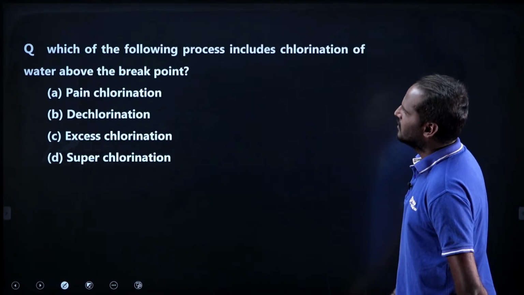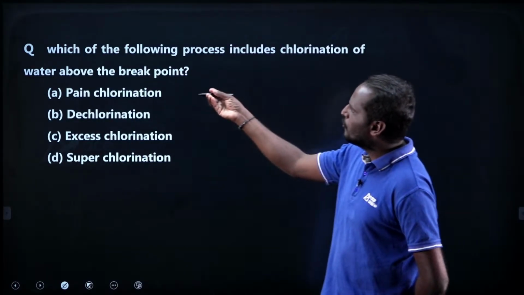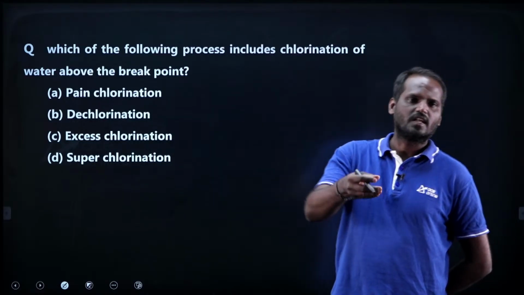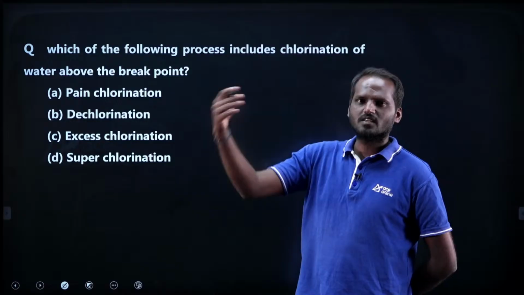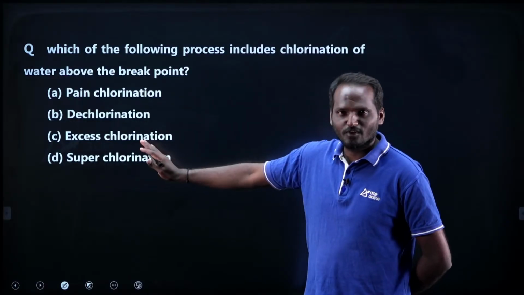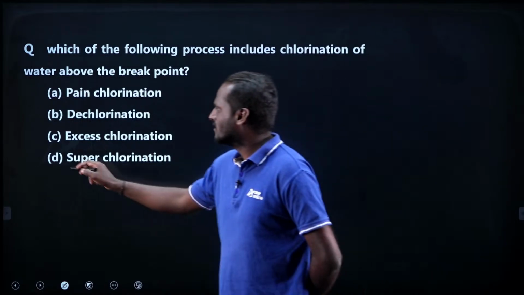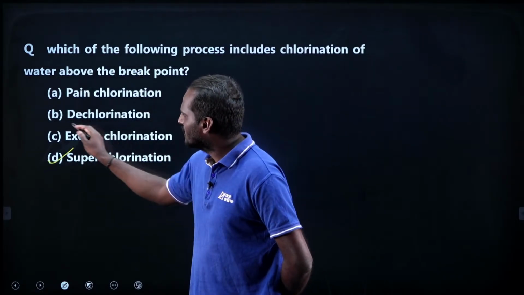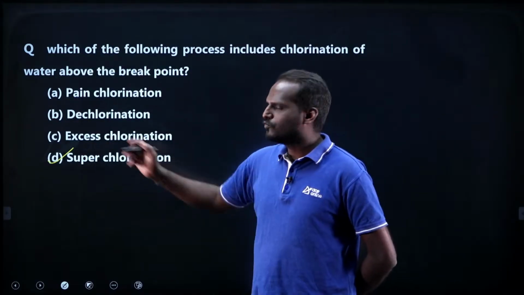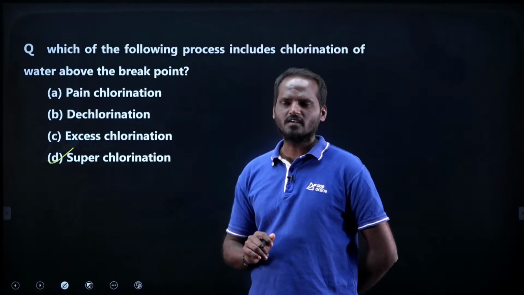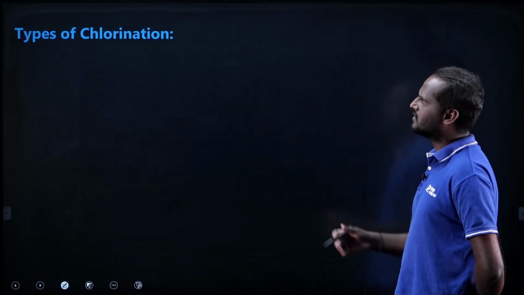Okay, the next question. Which of the following processes includes chlorination of the water above the break point? As we studied the nature of the chlorination curve, above the break point, if you add an excess amount of chlorine, that is not excess chlorination. Excess chlorination is not a type of chlorination, that is super chlorination. You don't make a mistake here. If you add chlorine beyond the break point, it leads to super chlorination, not excess chlorination, right? This is the correct answer. Let me have a quick revision about the various types of chlorination.